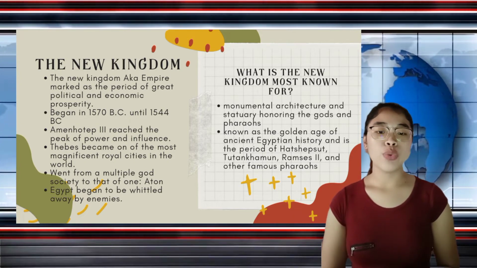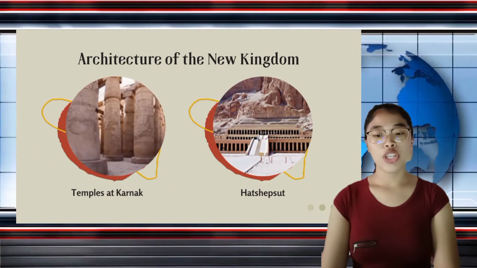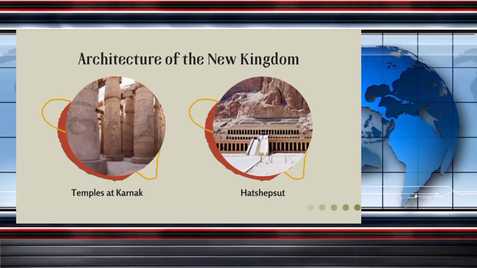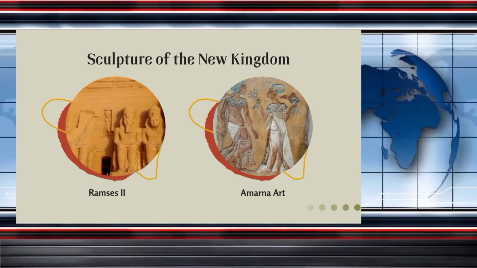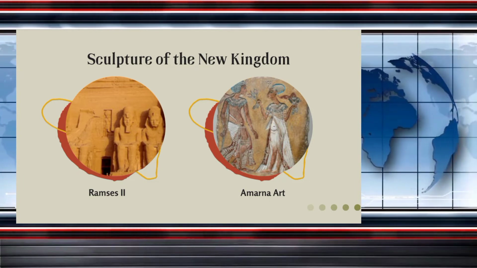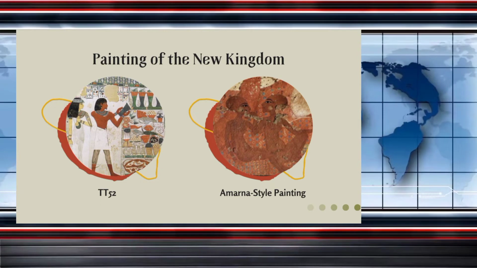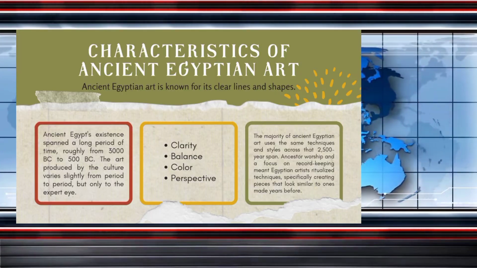Ramesses II ruled for 67 years and is believed to have built many monuments. Architecture of the New Kingdom: temples at Karnak, Hatshepsut. Sculpture of the New Kingdom: Ramesses II, Amarna art. Painting of the New Kingdom: Amarna style painting.